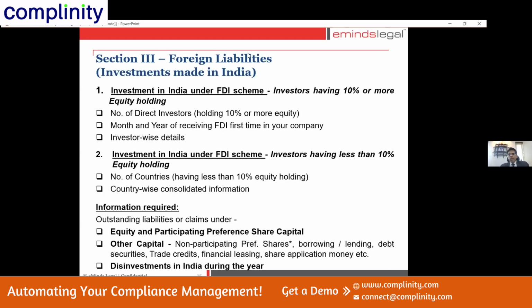In case, as I mentioned, there are less than 10% equity holding, so number of countries, how many countries we have these investors in, we need to mention that number, and it will open tabs as per the number of countries we enter. Then the country-wise consolidated information. So what information is required to be mentioned in both the above scenarios?